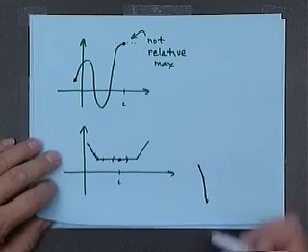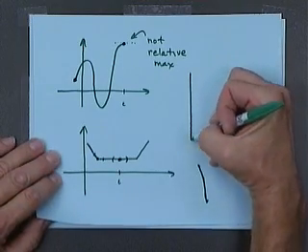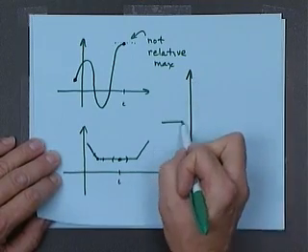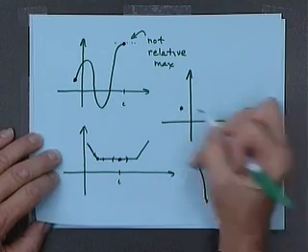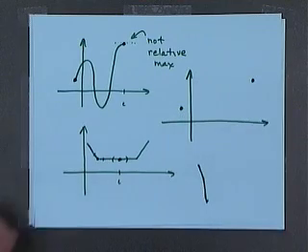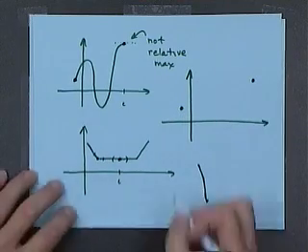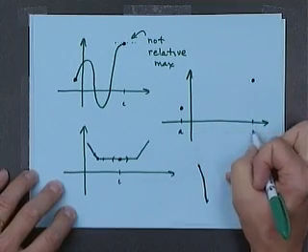Now, what has not been mentioned here, suppose we have a function that has endpoints. So let's say it starts here and it ends here. So it's got a closed interval. So here's A, and here's B.